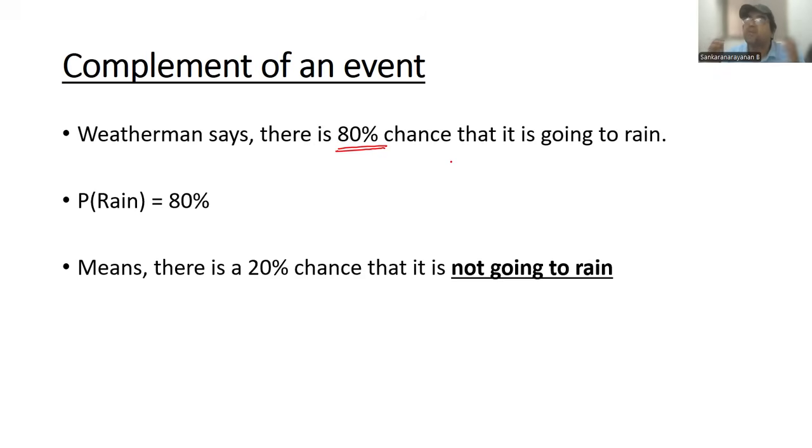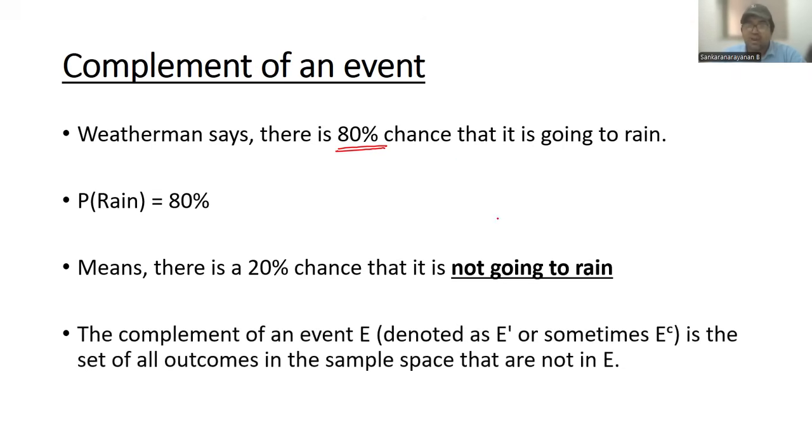It may remain cloudy throughout, or it may remain fully humid, but it won't rain. What is the chance for that? That's what this 20% is. So 80% chance that it's going to rain, 20% chance that it's not going to rain. Like that, you will consider. Now, in the same way, the complement of an event E is denoted as E bar, what you can say.